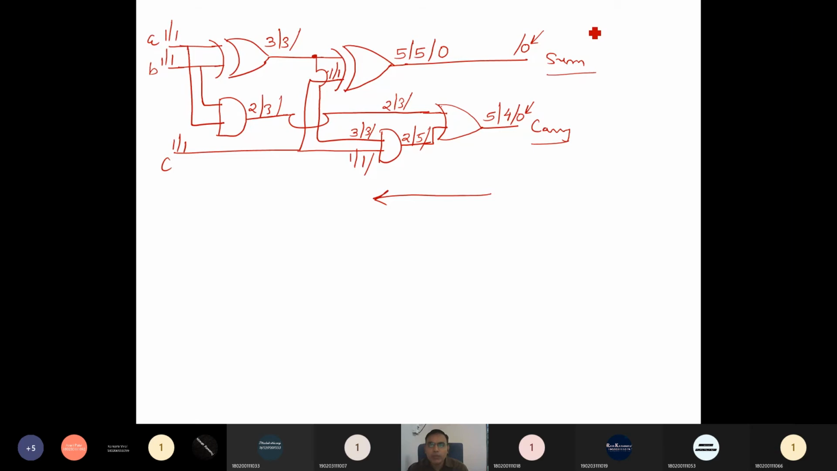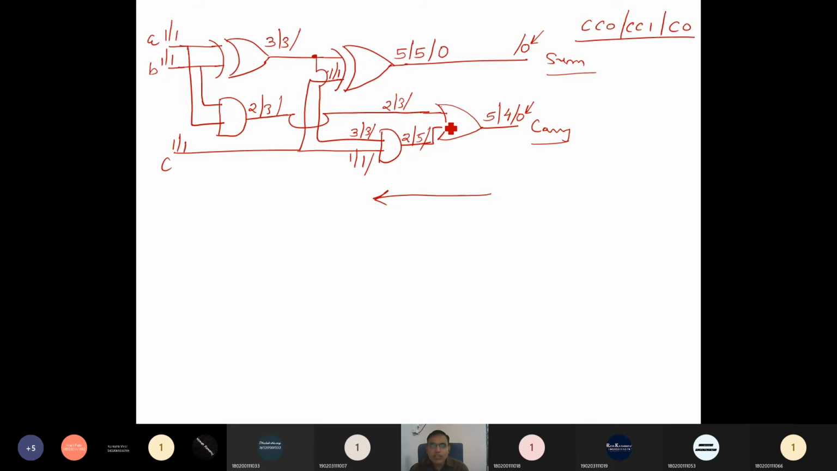So the third value is observability. Remember, the first value is CC0, the second value is CC1, and the third value is CO, which is observability. It is in this format. So the primary output has observability 0. Now we have to move further.